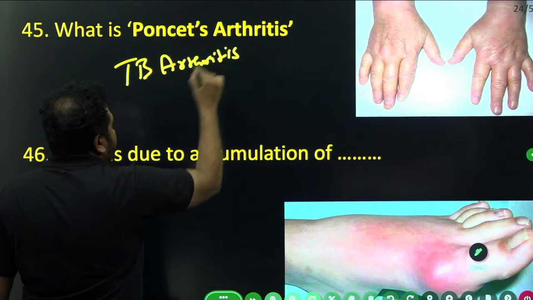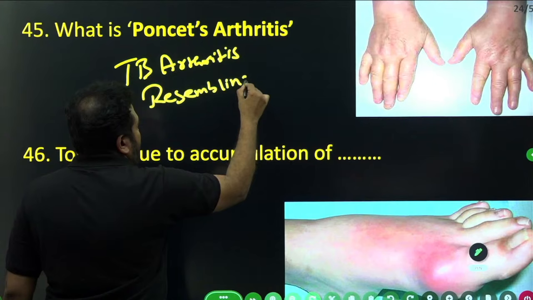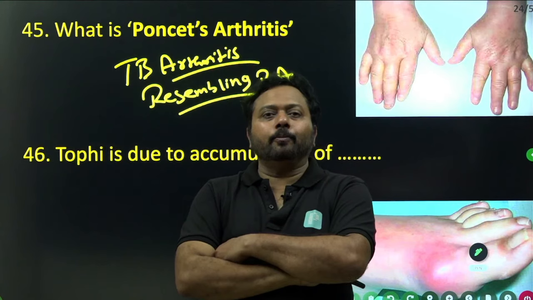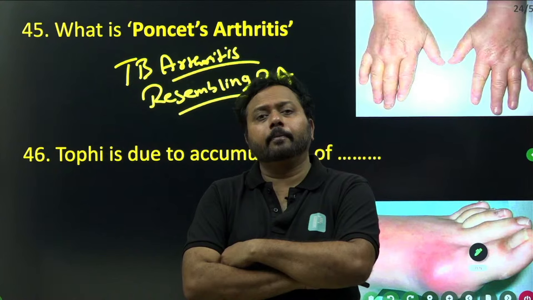Resembling rheumatoid arthritis. One second, I will explain. Usually in tuberculosis, what joints are involved? Large joints: spine, hip, knee, shoulder.